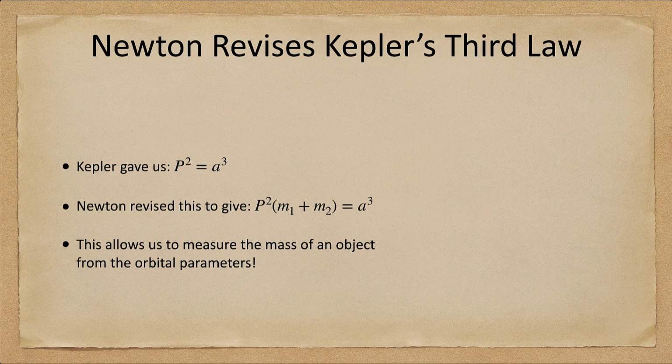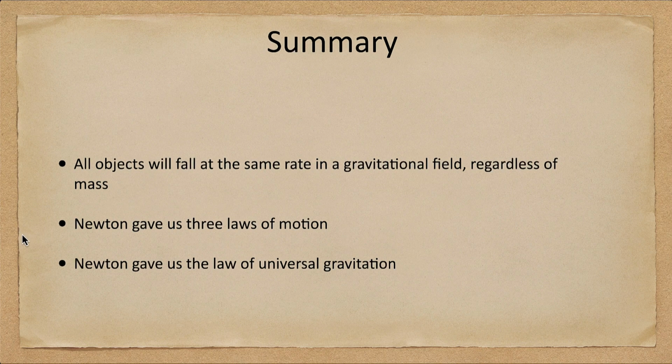So let's go ahead and finish up with our summary. We looked at a couple of things. We looked at the video that showed that all objects fall at the same rate regardless of mass. We briefly looked at Newton's 3 laws of motion and looked at his universal law of gravitation and some examples, and how that can be applied to a modification of Kepler's 3rd law.